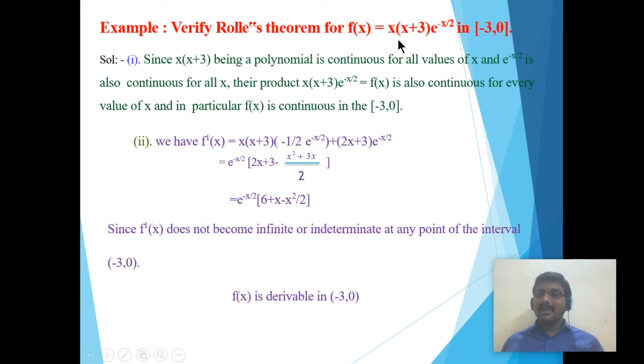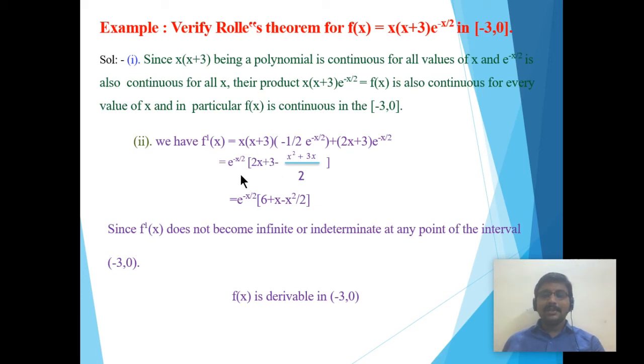Now the derivative of x square plus 3x: the derivative of x square is 2x, and the derivative of 3x is 3. So the derivative is obtained by using the product rule, UV dash plus VU dash. U kept silent, the derivative of V is V dash; V kept silent, the derivative of U is U dash. Like this, we have to compute the derivative of the function f of x, that is f dash of x. Now taking out the common factor e power minus x by 2 in the two terms.